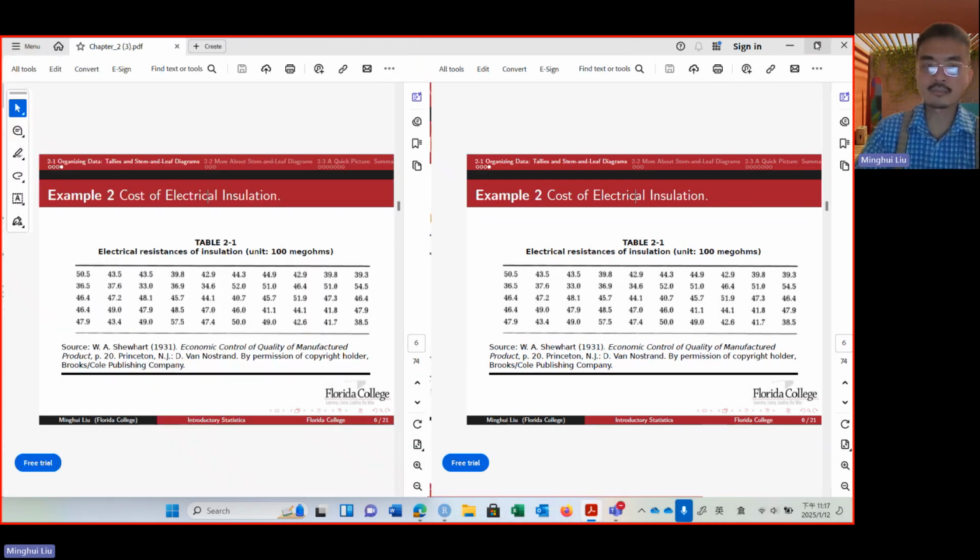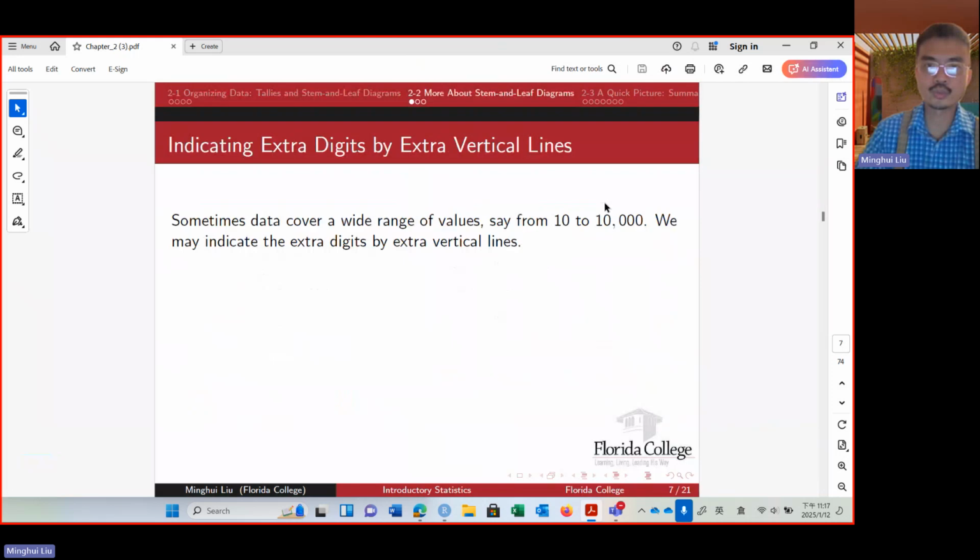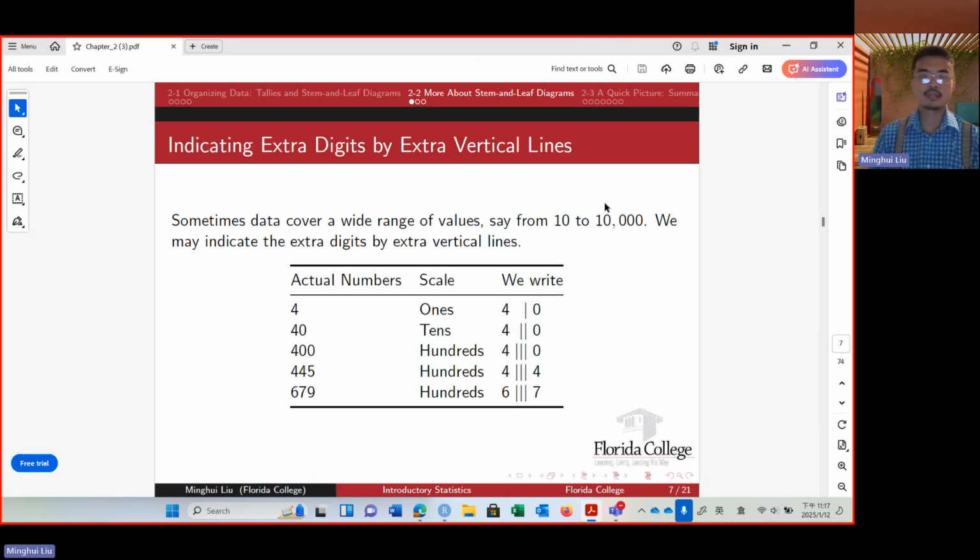Now, sometimes when we have data of a large range, we may also need to indicate actual digits with actual vertical lines. For example, if you have some data ranging from 10 to 10,000, then we'll do something like this.